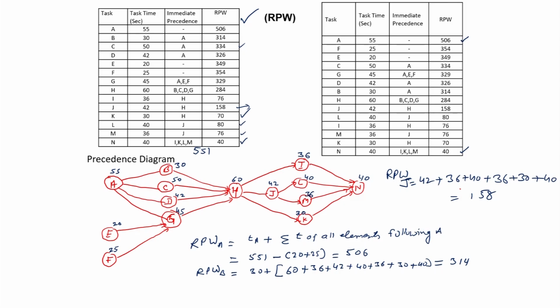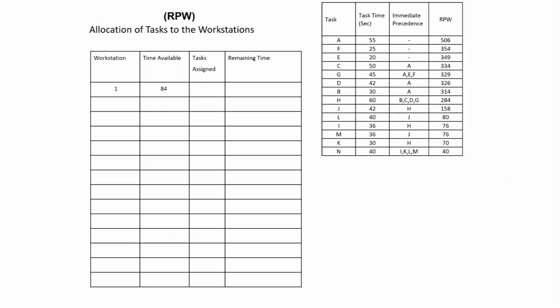Now, once we have done that, we will assign them to the workstations. So, I have reproduced the previous slide table, where we have found the RPW of each of the tasks and arranged them in the descending order. Now, we will do the allocation here. So, we will open workstation number 1 and our cycle time here is 84 seconds. So, when no task is assigned, the time available is 84 seconds.